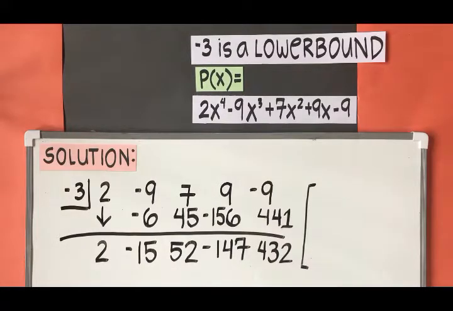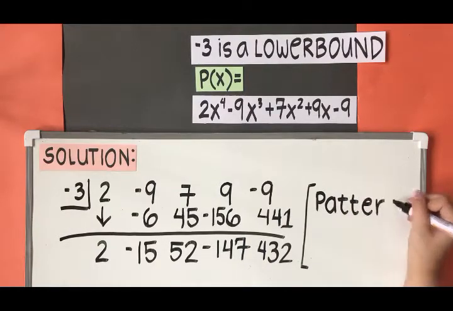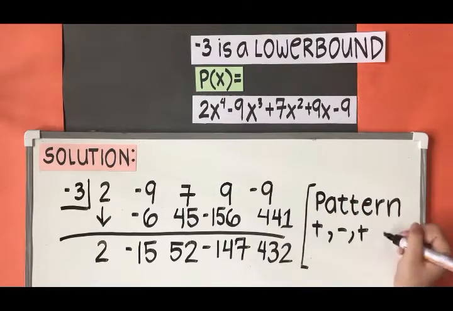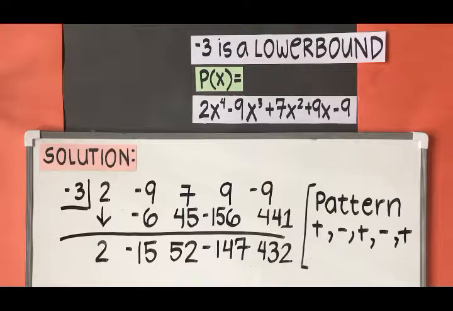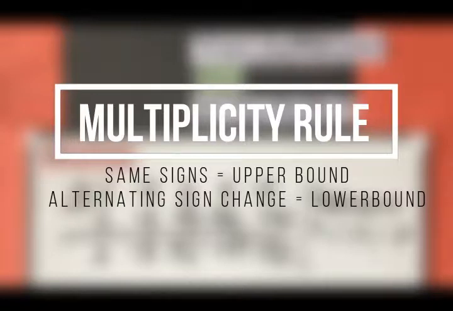Based from the answers yielded from the polynomial we divided, we can see that negative 3 is not a root of the polynomial given. However, its quotient did produce an alternating pattern. It goes from positive to negative, then it goes back to positive, and so on. So, according to the multiplicity rule, lower bound and upper bound theorem, if the polynomial divided yielded a quotient that has an alternating pattern, then that means it's a lower bound of that polynomial.